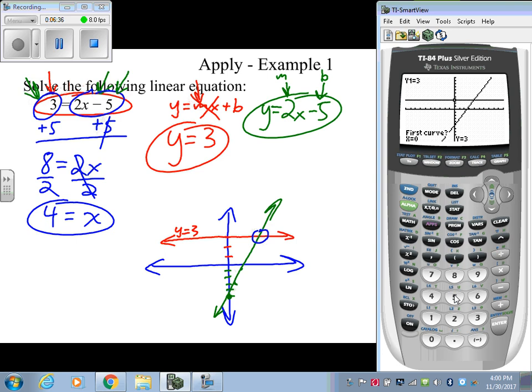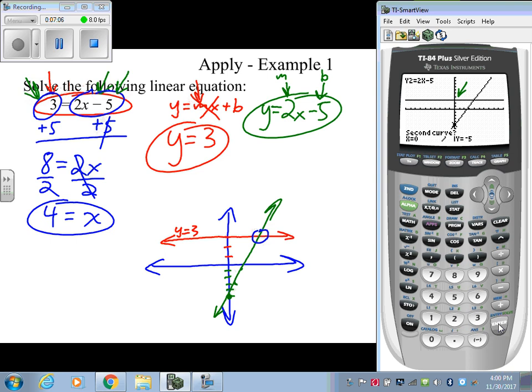So after pressing choice 5, it asks me a question. It says first curve, question mark. There's really no curves anywhere happening on the screen. What they mean by curve is just first function, first graph. And you'll notice that the cursor that's flashing right now is on my horizontal line, my y equals 3. And that was the first function that I typed in. So all I'm going to do is just say yes by pressing enter.